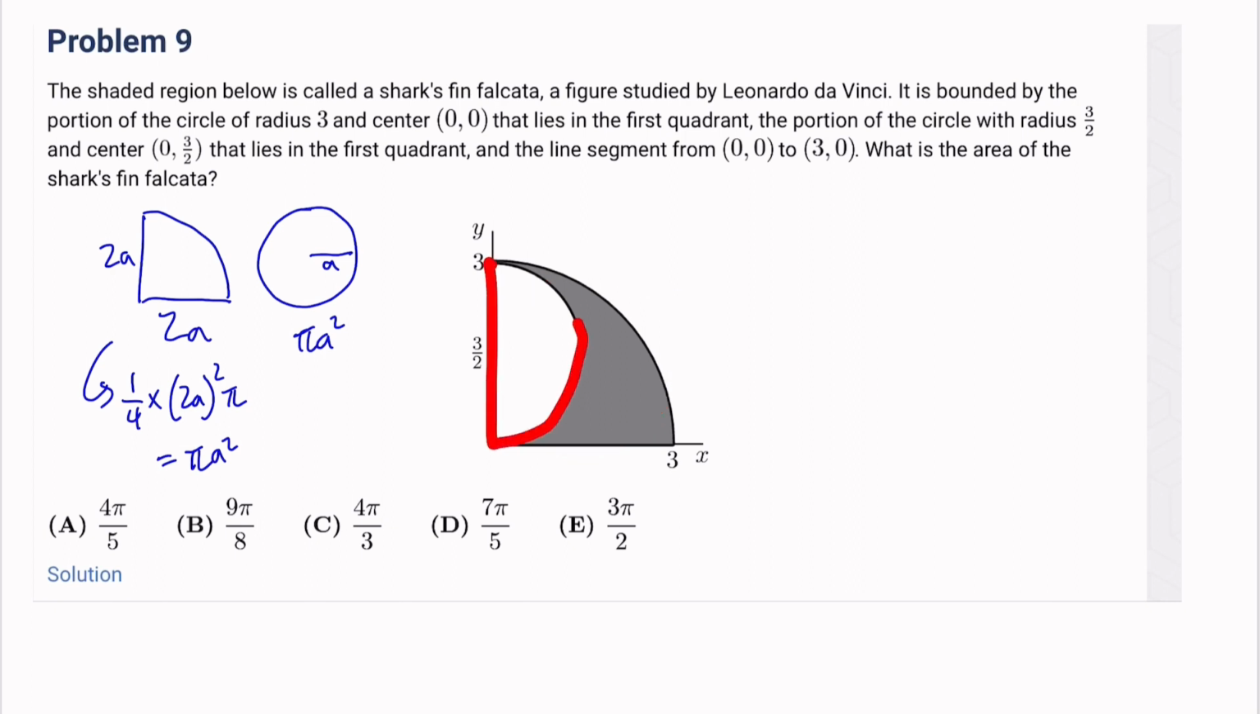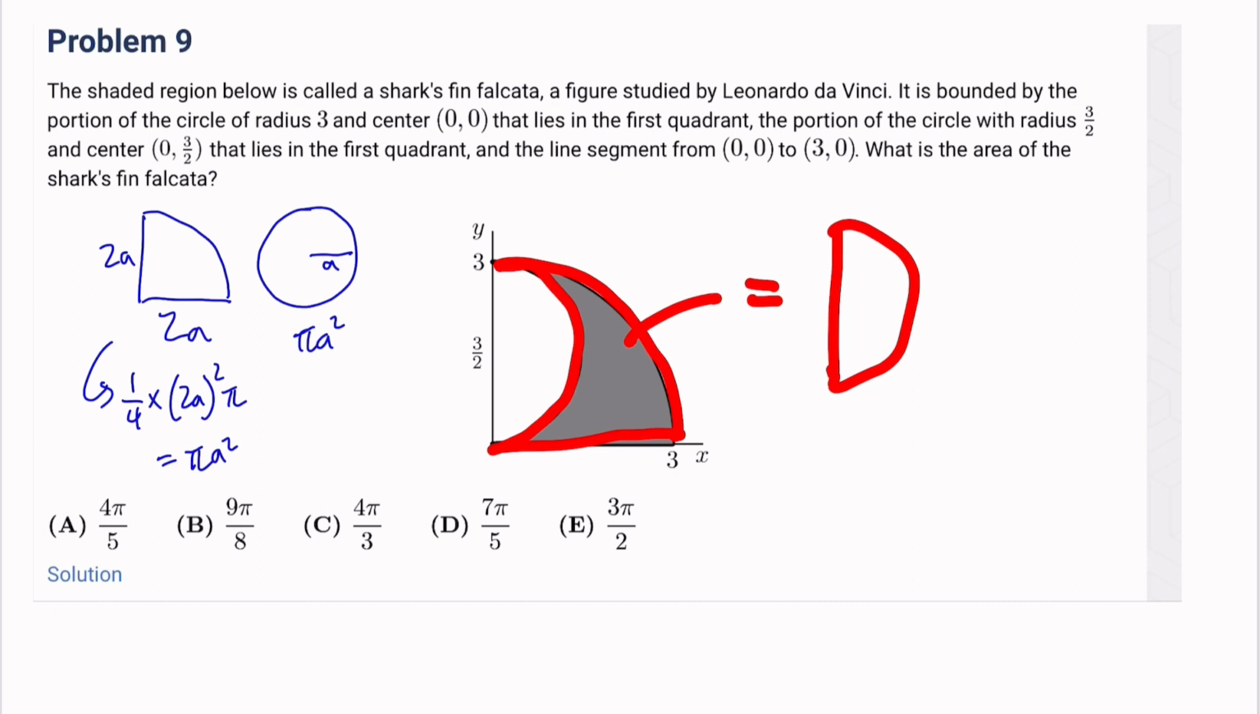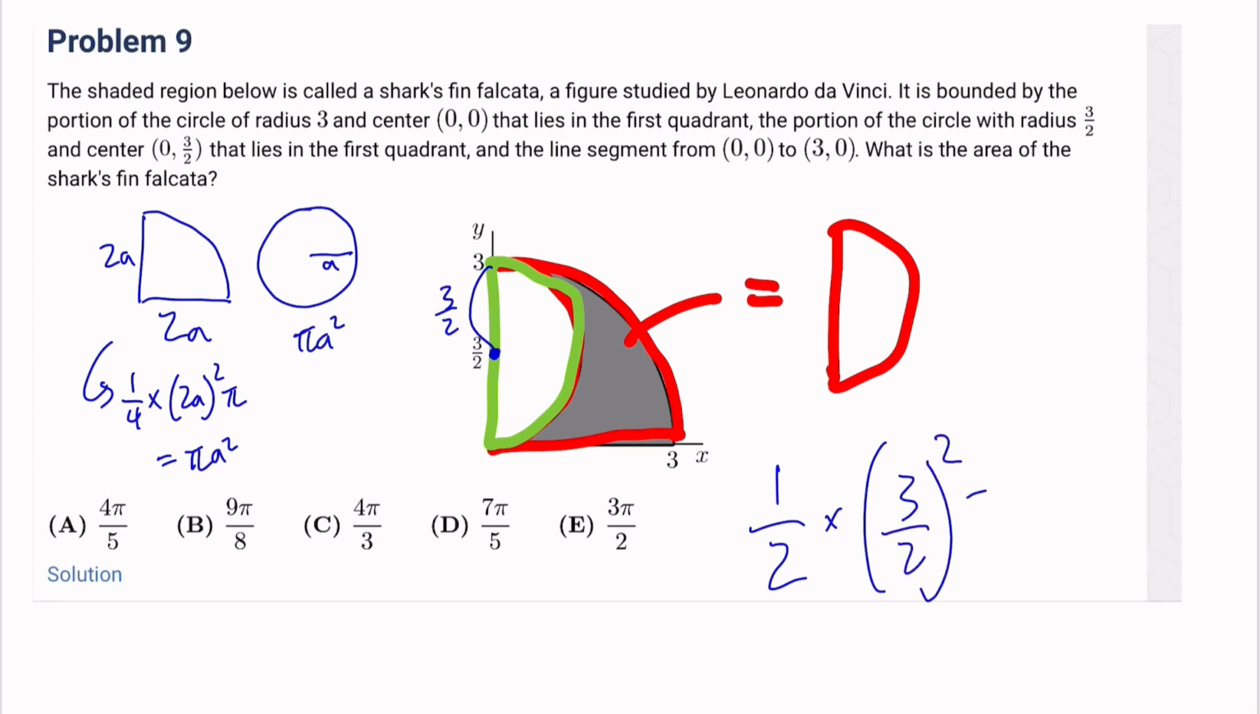And since this is 1/2 of this circle, right, then we know that the area of this shark's fin falcata is equal to just 1/2 of the circle, right? And so this equals this area, right? And so all we have to do is get the area of this semicircle. And so now we mark the center, and this would be 3 over 2, right? And so it's 1/2 because it's a semicircle times 3 over 2 squared pi. So this is all over 8 and 9 pi. So 9 pi over 8, the answer is B.